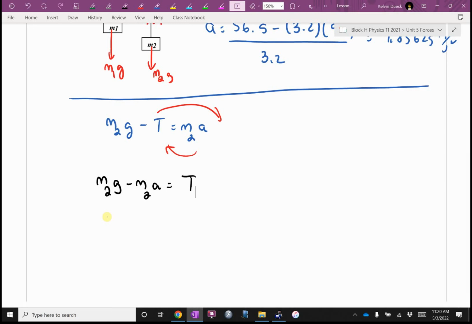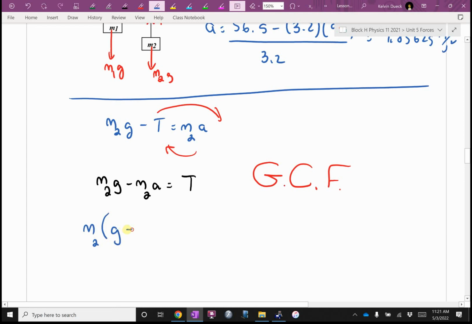They aren't like terms. That's a good thought. Gather like terms. They would be like terms if this was an M2G and this was an M2G. But you're getting close-ish. Oh, factor up. You learned this in grade 9, what does GCF stand for? Now you were used to doing it with X's, but is there an M2 in everything on the left? I can write this as M2 bracket G minus A.